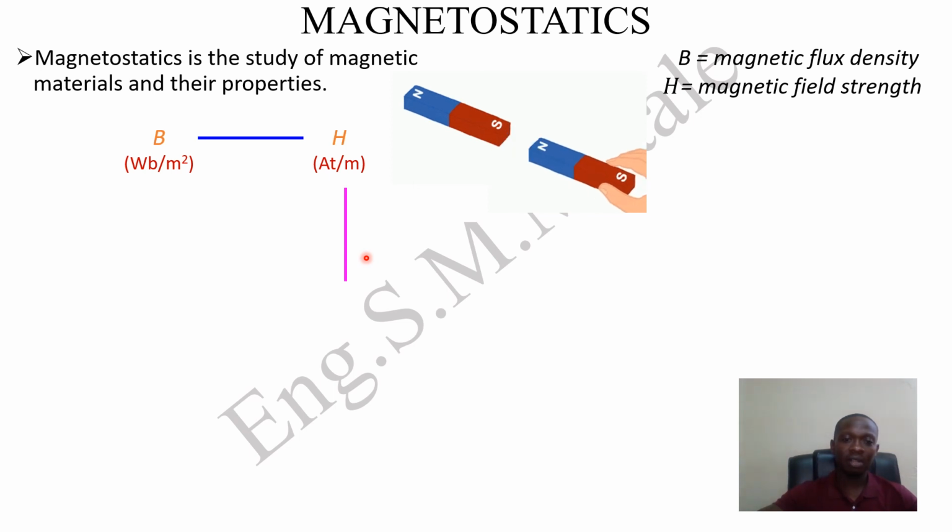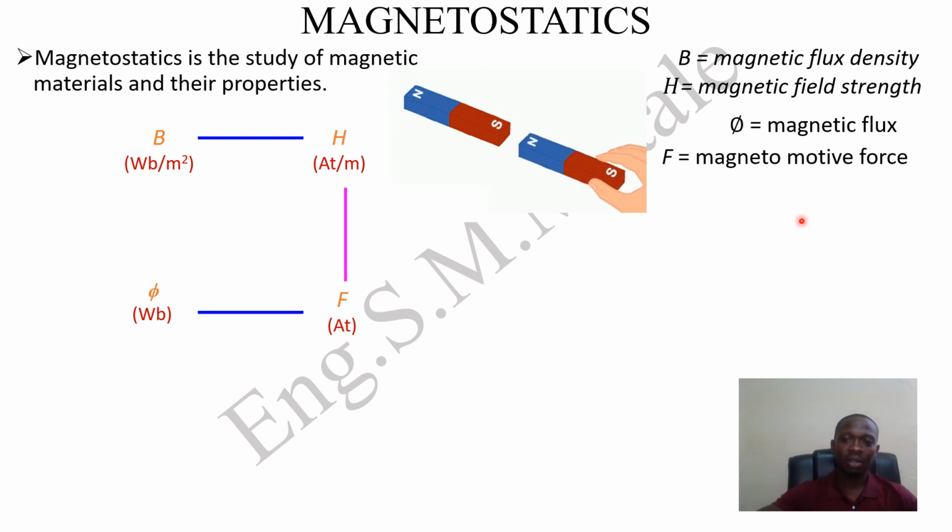Then we have another property which we are introducing, which we are calling the magnetomotive force. The magnetomotive force is measured in ampere turns and it will be represented by F. This will be related to another one which we are calling the magnetic flux. Magnetic flux will be measured in Weber, represented by phi. So we are relating these four.